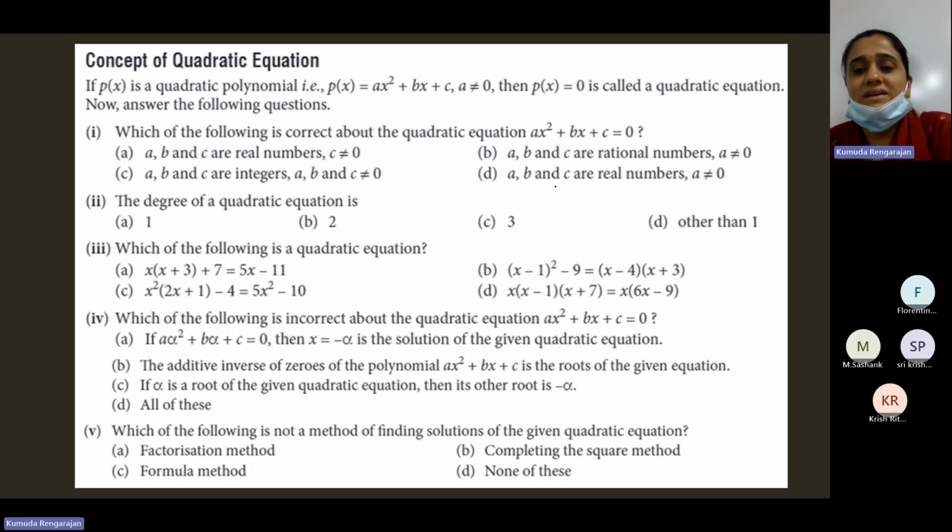D. A, B, C are real numbers and A should not be equal to 0. The coefficient of x square, A, should not be 0. And A, B, C can be real numbers, not only rational. They can be irrational also. And here it is A, B, C real numbers, C not equal to 0. No, no. The coefficient of x square, A, should not be 0. And A, B, C all can be real numbers. So option D.